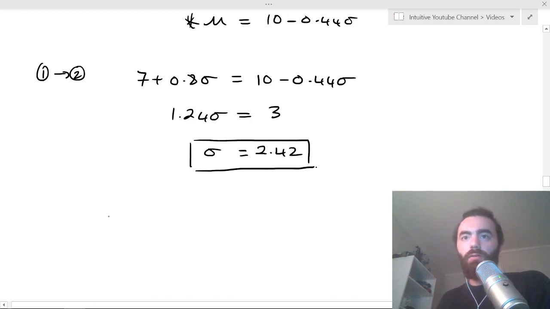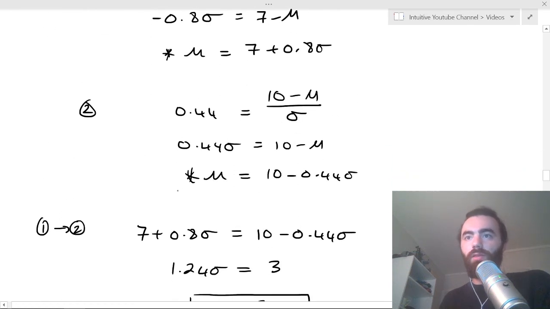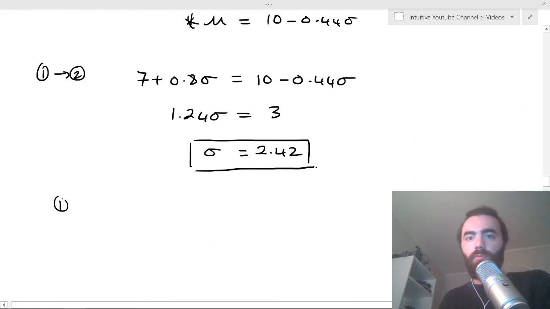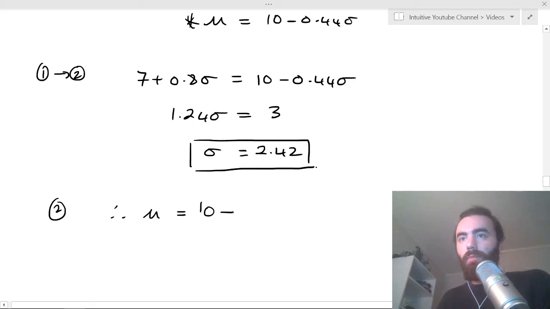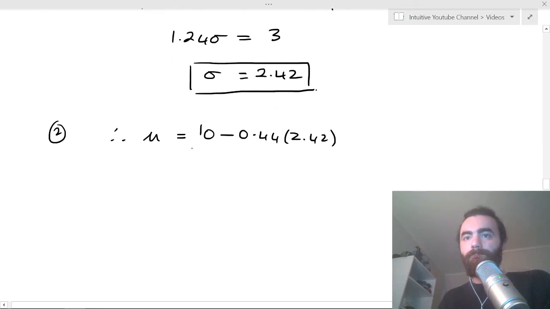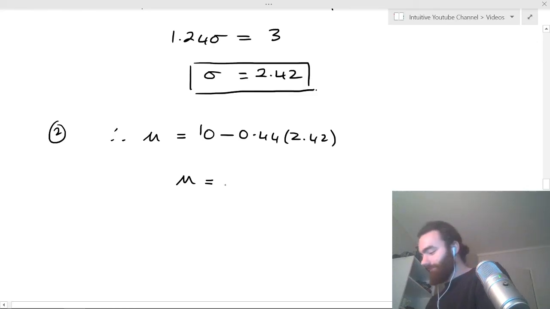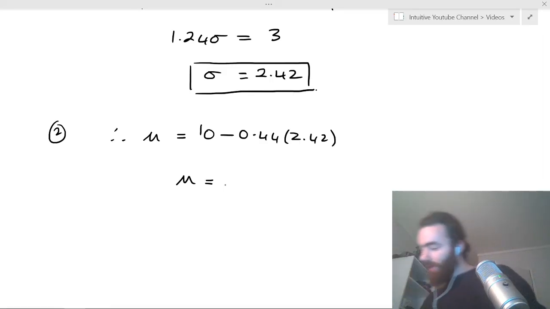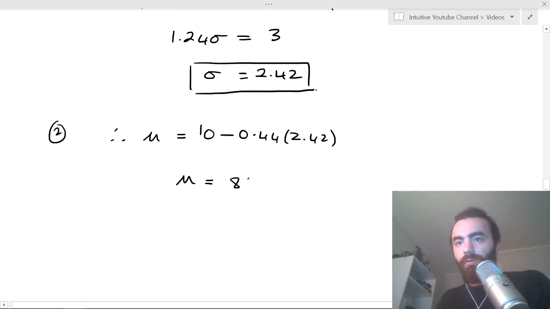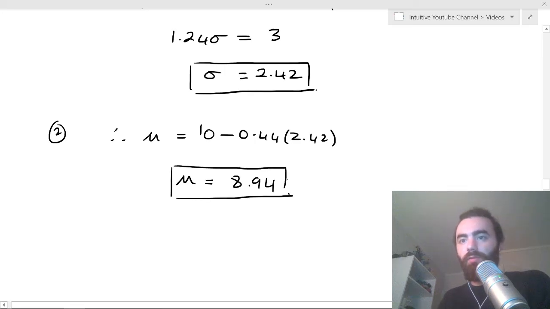And then if you want to find your mean, we can just substitute that back into one of these equations. Let's just do it with 2 because I can see it. So the mean equals 10 minus 0.44 times this 2.42. So therefore your mean is 8.94. I just rounded these. So there you go, that's your mean and that's your standard deviation.